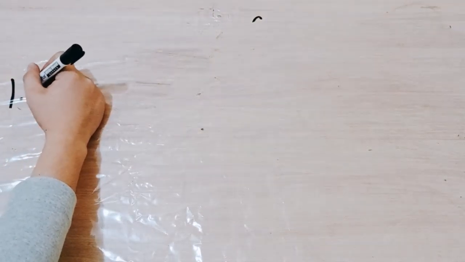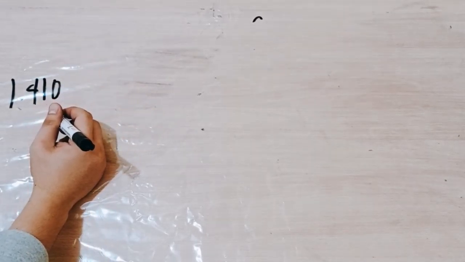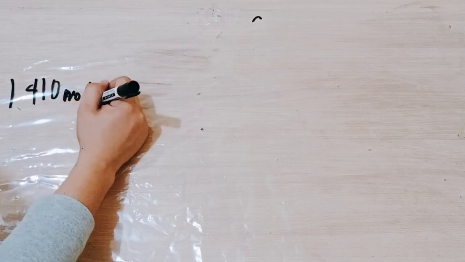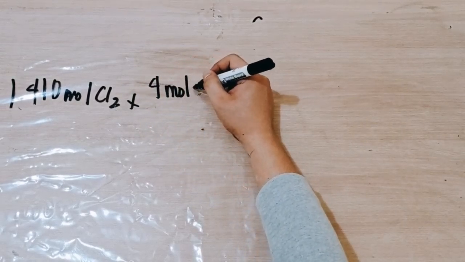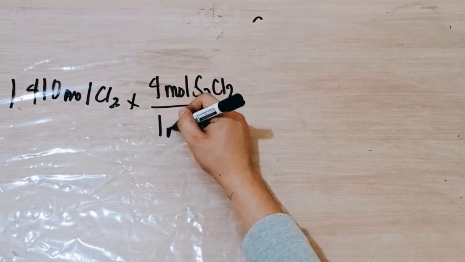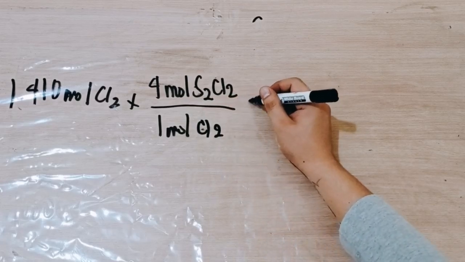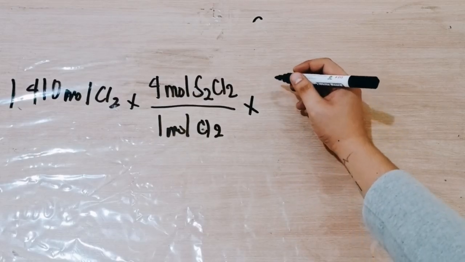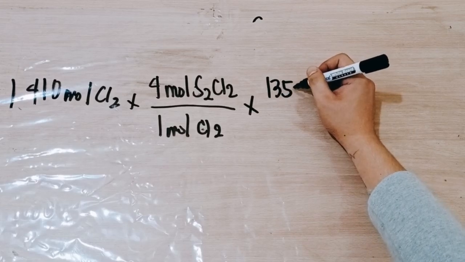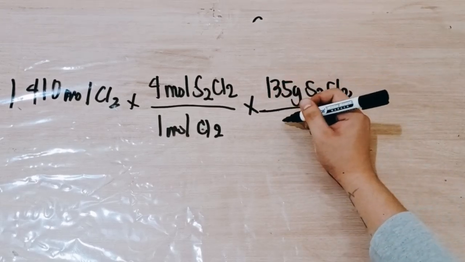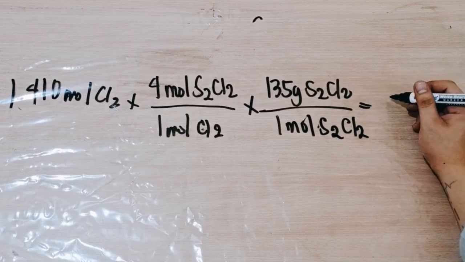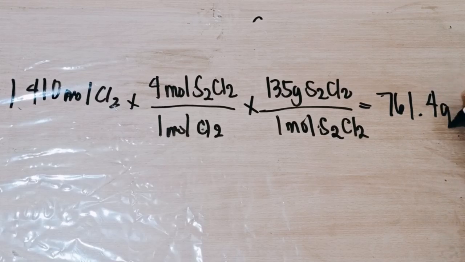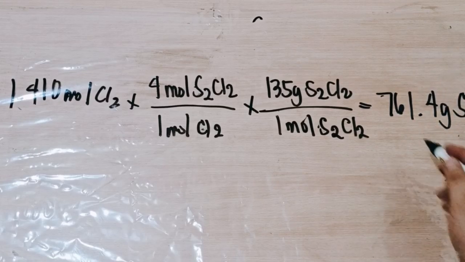So let's rewrite the equation again so you understand better. Again, 1.410 moles of chlorine times 4 moles of disulfur dichloride divided by 1 mole of chlorine, times 135 grams of disulfur dichloride over 1 mole. This equals 761.4 grams of disulfur dichloride. So this is the correct answer.